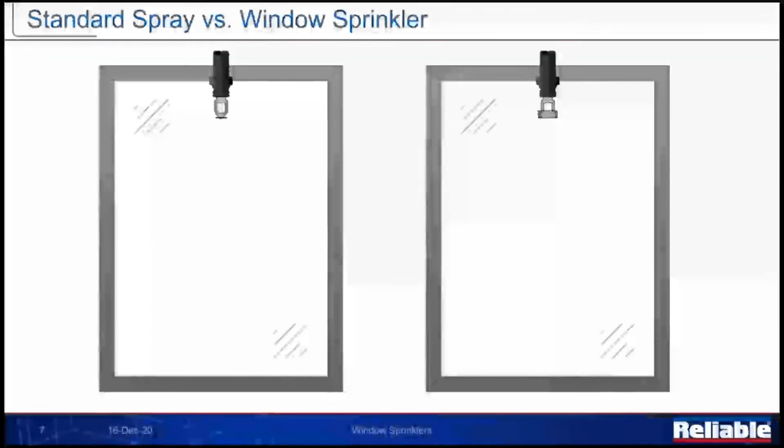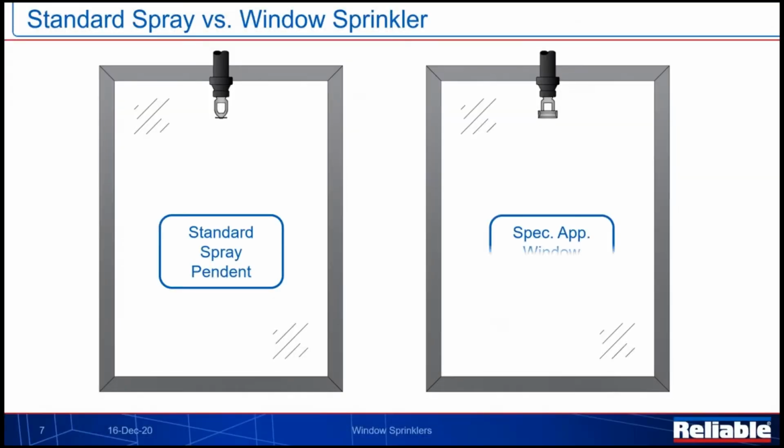If we think about protecting windows with sprinklers, a lot of the sprinkler industry just wants to default on using standard spray pendant products. NFPA 13 has detailed certain scenarios where that's considered acceptable. And what we're trying to do today, though, is talk about using a sprinkler that's meant to be used in a fire-rated assembly, which is a bit different than just protecting glazing.